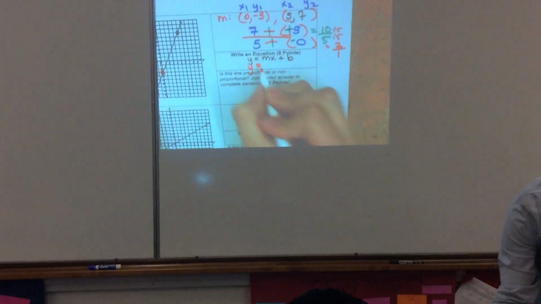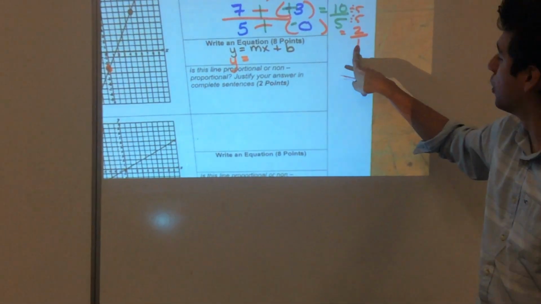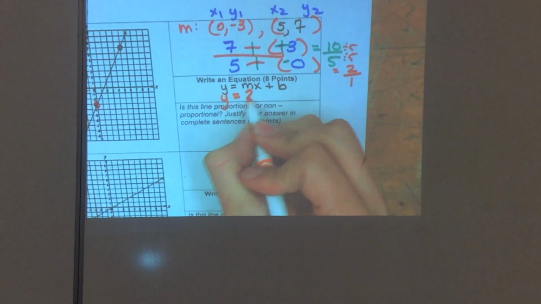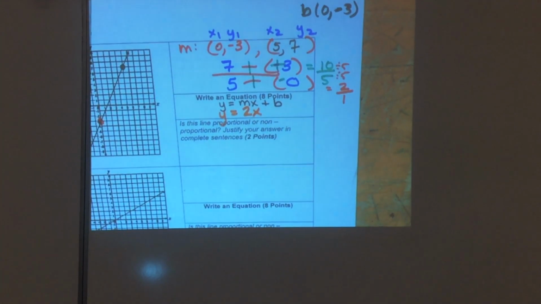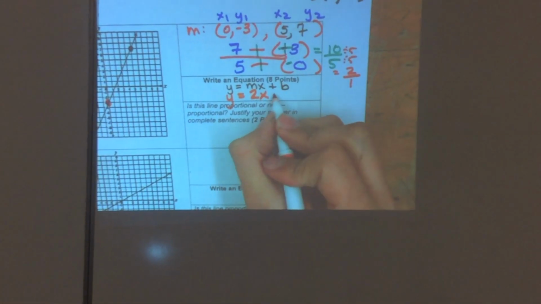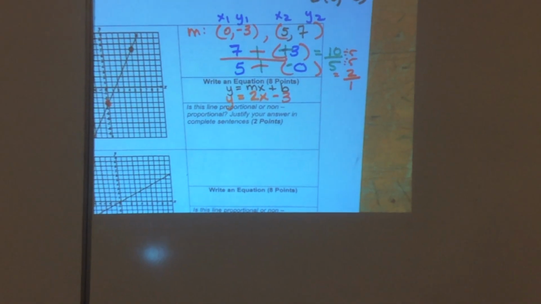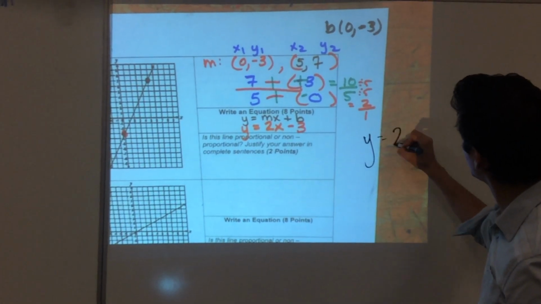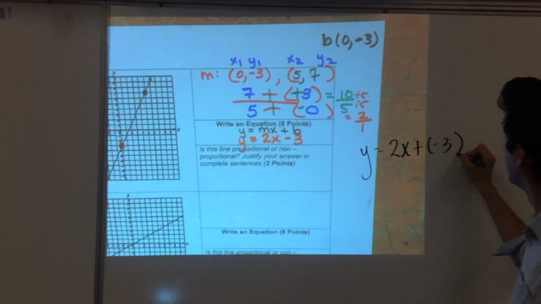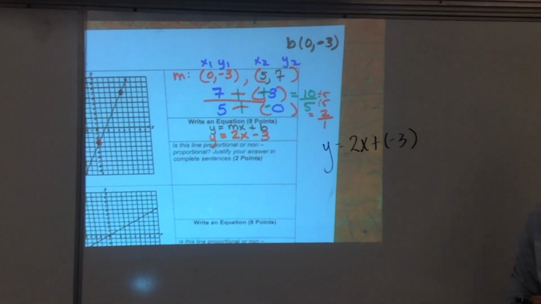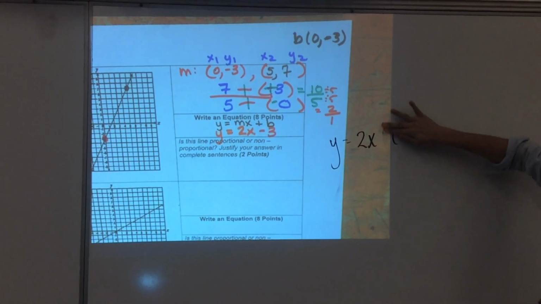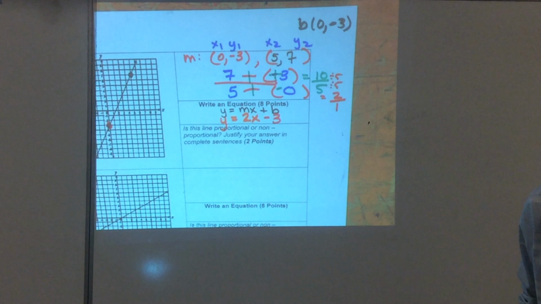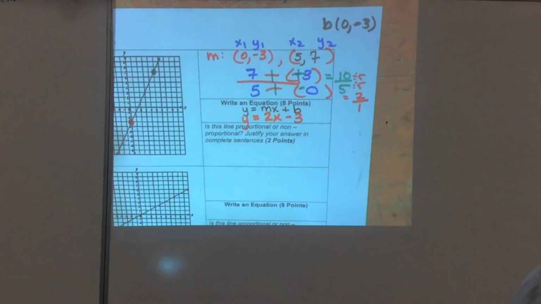y equals, instead of the m, I'm going to put 2. You don't have to put 2 over 1. If you do, it's not a big deal. 2x, and instead of the b, I'm going to put what? -3. And that is your answer. Now, some people on the quiz did this. Y equals 2x plus -3. Even though that is not wrong, that looks weird. So we don't put the positive, you just put the -3, okay? Like that. Proportional or non-proportional? Non-proportional.